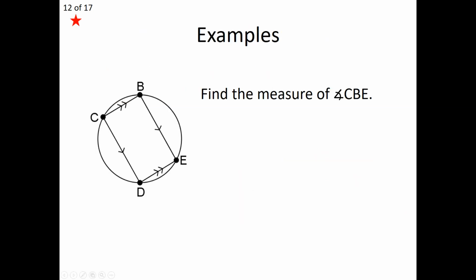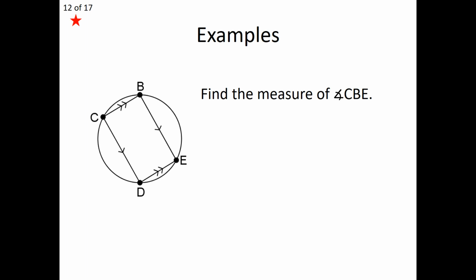Now what we're going to do on the last several slides is look through several examples where I'm going to give you a diagram and ask you to find a missing angle measure or a missing arc measure. In the diagram, we're given that this is an inscribed parallelogram BCDE. I want you to find the measure of angle CBE.